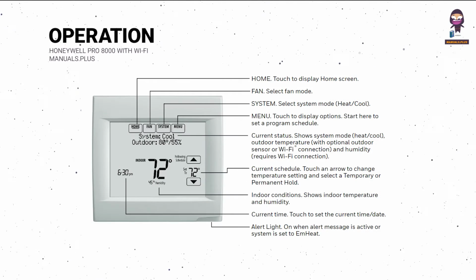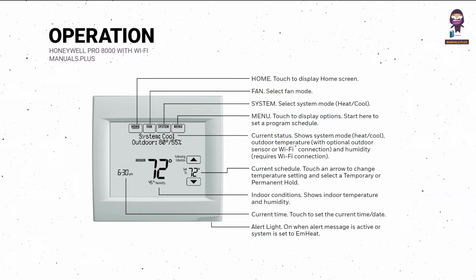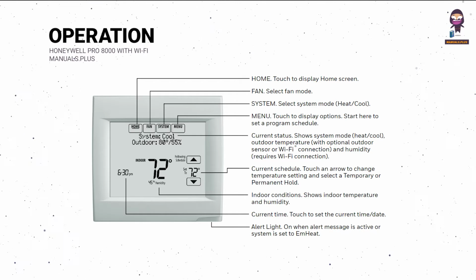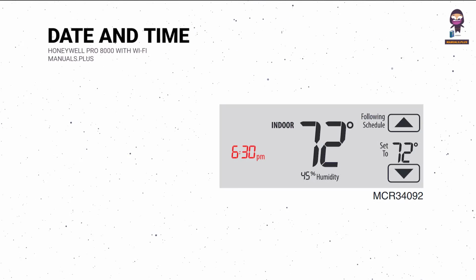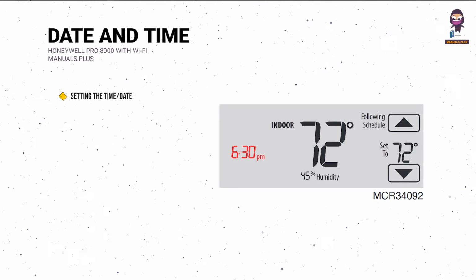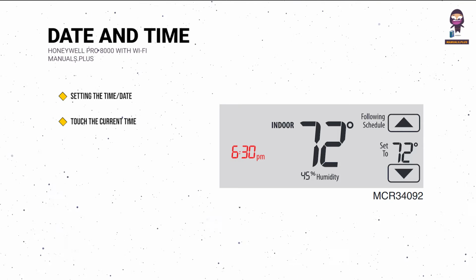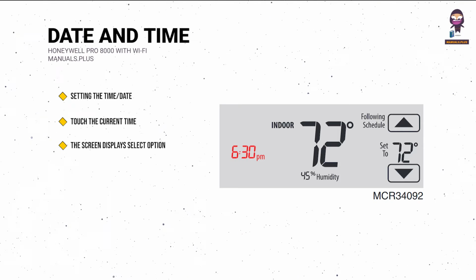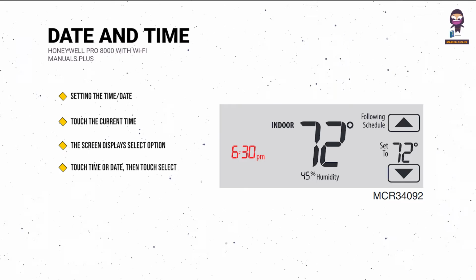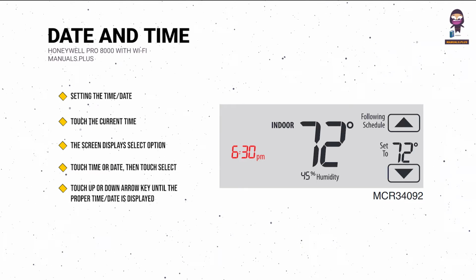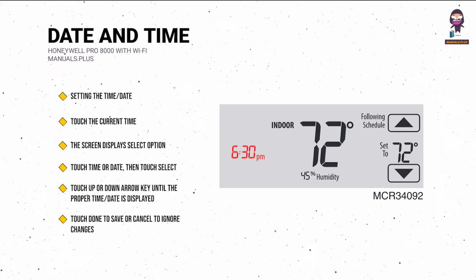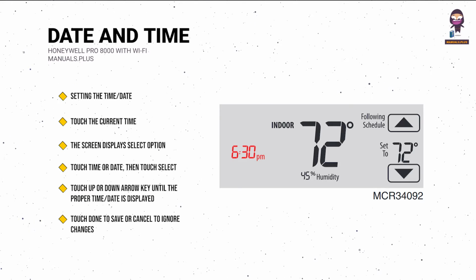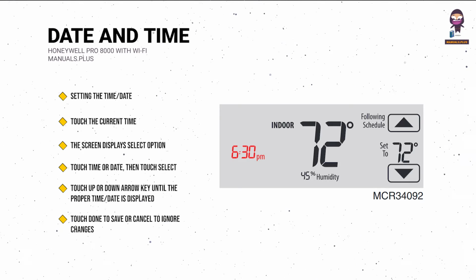Operation. Setting date and time, setting the time/date. Touch the current time. The screen displays select option. Touch time or date, then touch select. Touch up or down arrow key until the proper time/date is displayed. Touch done to save or cancel to ignore changes. Touch home to redisplay the home screen.